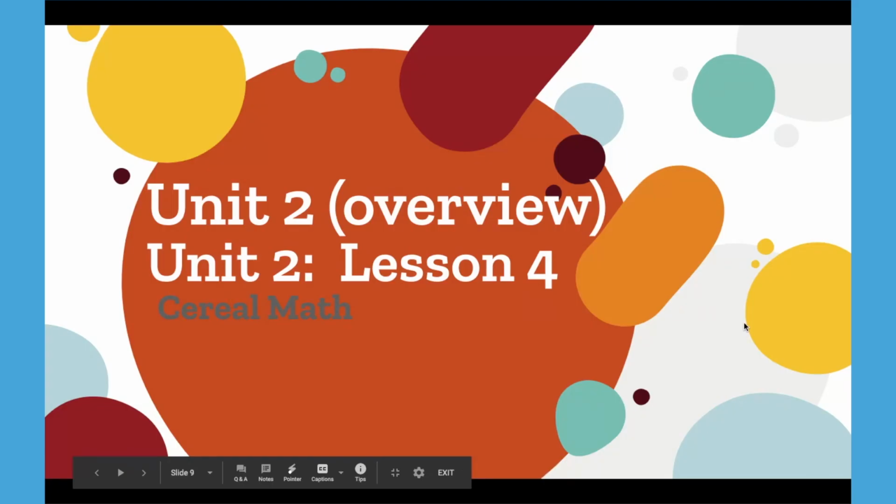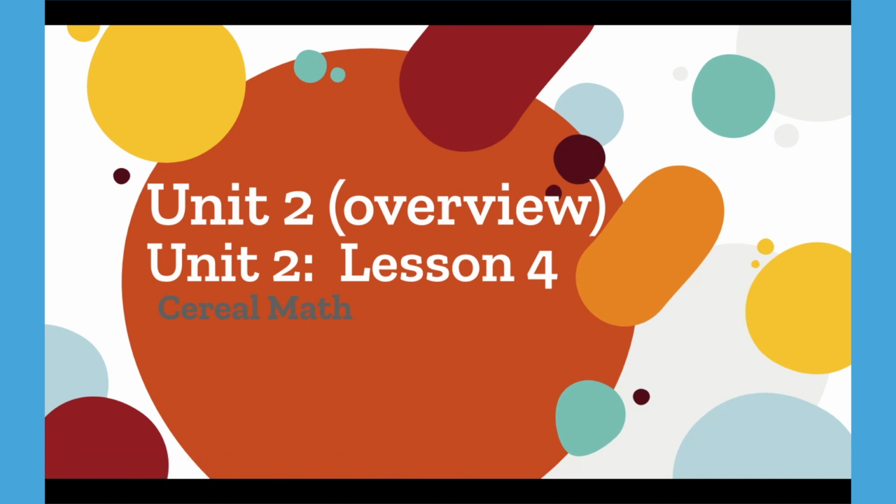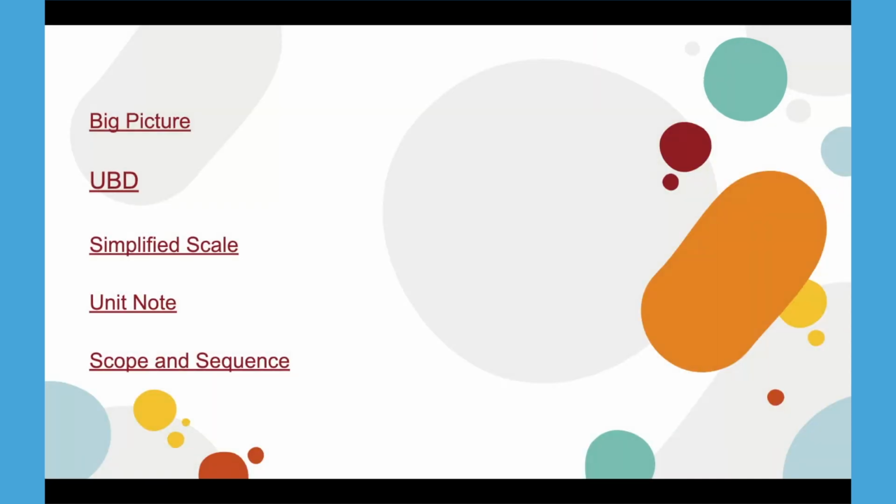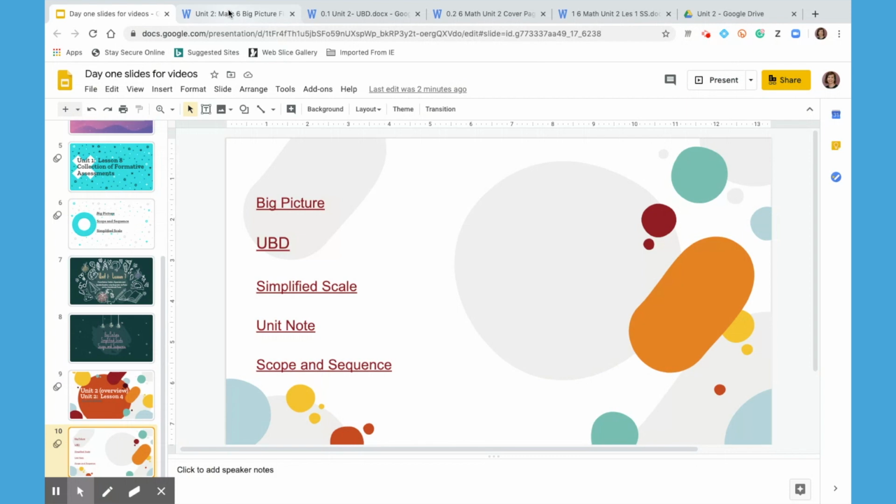We're moving on to Unit 2. We'll be looking at the overview and the introduction to Unit 2, Lesson 4, Serial Math. We'll look at the big picture, the UBD, the simplified scale, the unit note, and the scope and sequence. This is because we're starting a new unit, and these yearly documents are very important as we plan for that particular unit, to make sure that we're aware of and look at them.